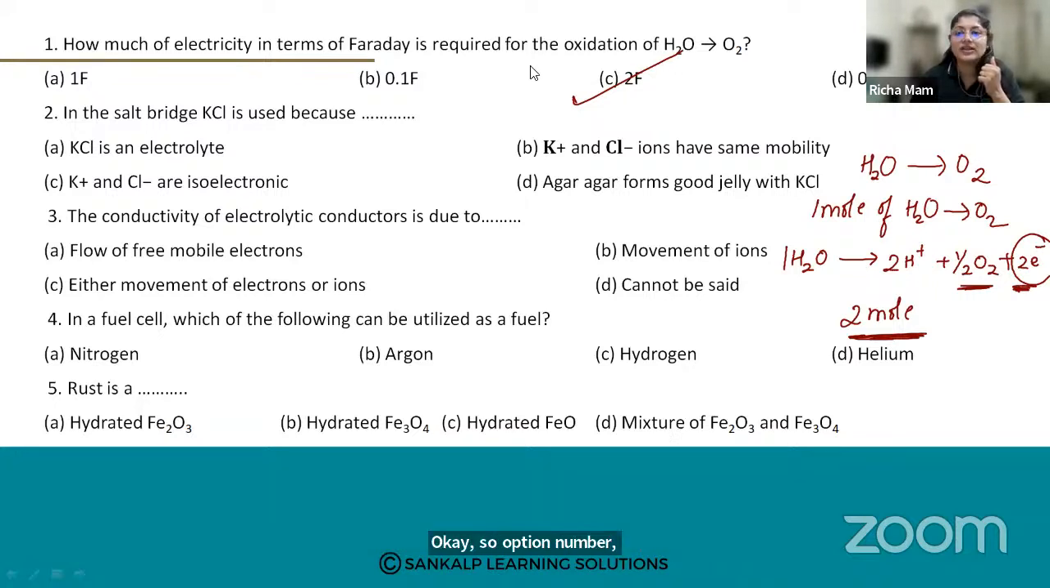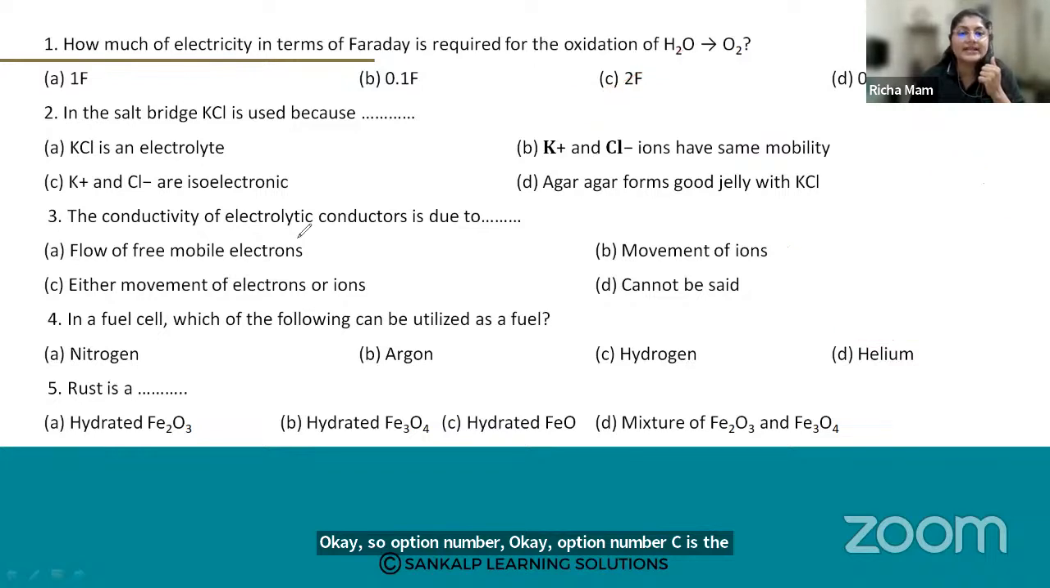So next question. In the salt bridge, KCl is used because: A, KCl is an electrolyte. B, K plus and Cl minus ions have the same mobility. C, K plus and Cl minus ions are isoelectronic. And D, agar-agar forms good jelly with KCl. Why is KCl used in the salt bridge?